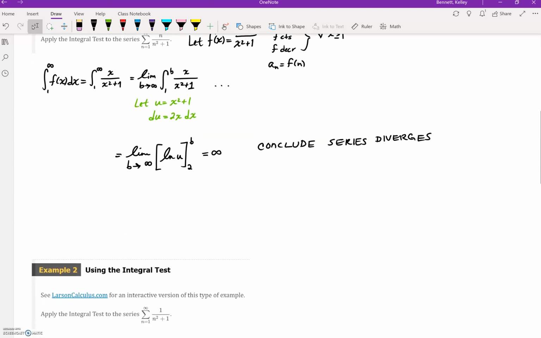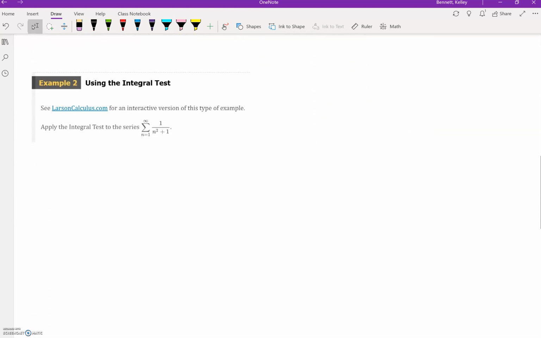So here's another example. It looks pretty similar. We're going to do the same method, and then there's a really important note that I have to make at the end. So we're going to let f of x equal 1 over x squared plus 1. Then we see that f is positive, f is continuous, and f is decreasing. This is true for all x greater than or equal to 1. And we also have that a sub n equals f of n. So we're ready to use the integral test with this f.